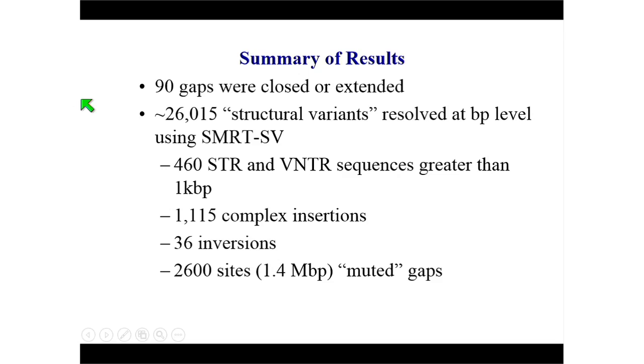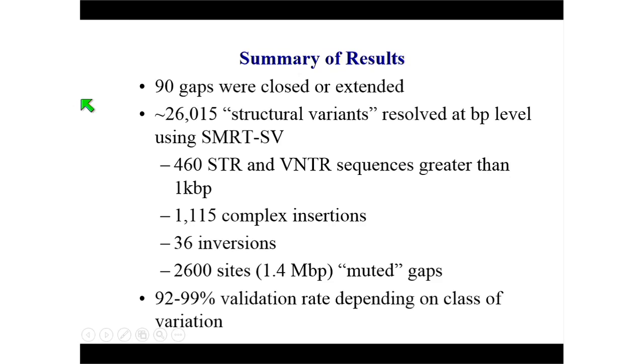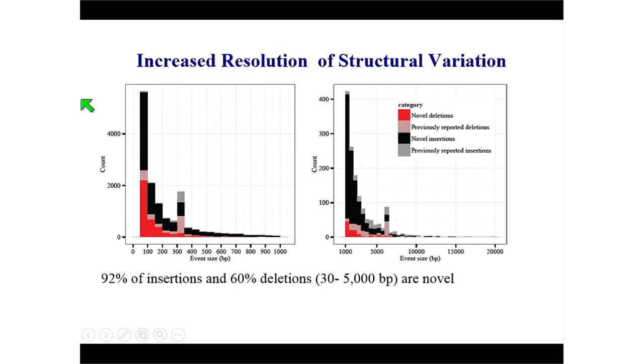This included about 500 very large short tandem repeats and variable number of tandem repeats, 1,000 complex insertions, 36 inversions, and 2,600 sites which we call muted gaps. And these are gaps in the genome that you wouldn't recognize as gaps, because essentially the human genome has inadvertently corrected or closed this region of the genome, but in fact it should be open, because there's additional sequence that in fact all humans have, but just wasn't present in the human reference sequence. And our validation rate, depending upon the class, ranged from 92 to 99%.